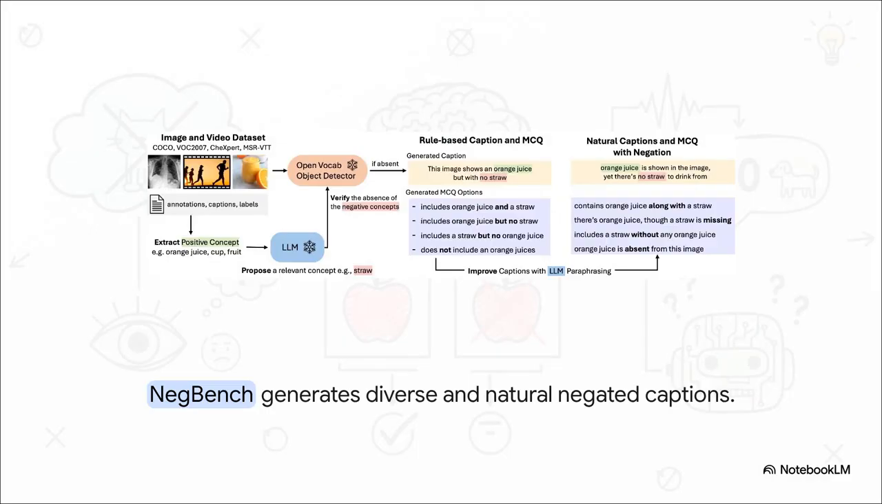To fix this, the researchers built a brilliant new pipeline. First, they extract positive concepts from existing datasets, like COCO or medical x-rays. Next, they bring in a large language model to propose relevant negative concepts, essentially brainstorming things that could be in the scene but aren't. Crucially, they use an open vocabulary object detector to visually verify that the object is genuinely absent. Finally, the LLM paraphrases the text to create diverse, completely natural-sounding negative captions.